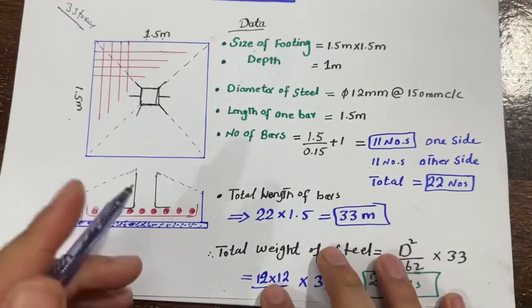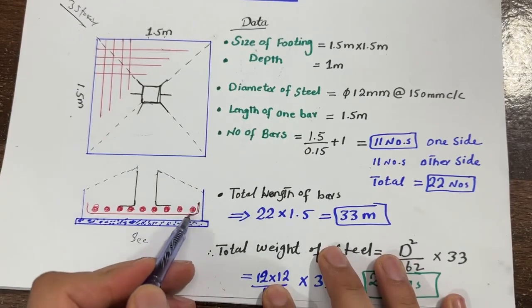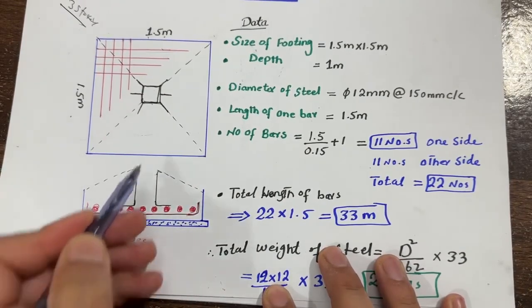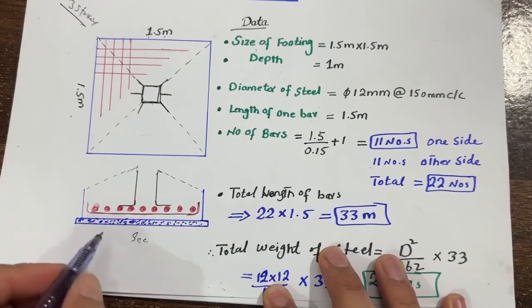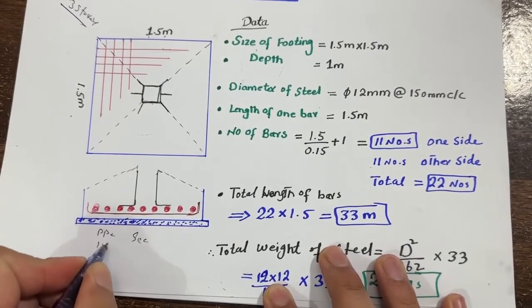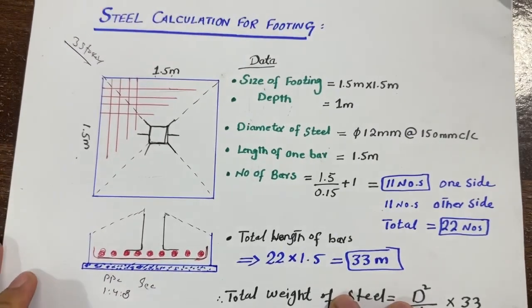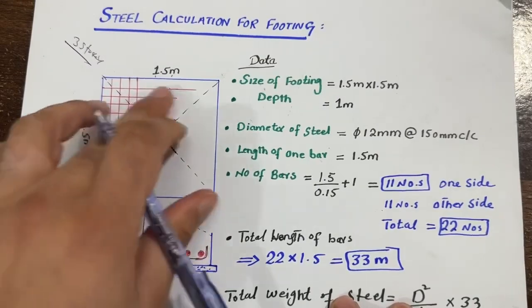On the other side, this is its section. So in this section, you can see the steel reinforcement which we provided as single mesh, and this is the RCC column. At the bottom, we did the PPC with the ratio of 1:4:8, right? So how to calculate the quantity of steel in this RCC footing?